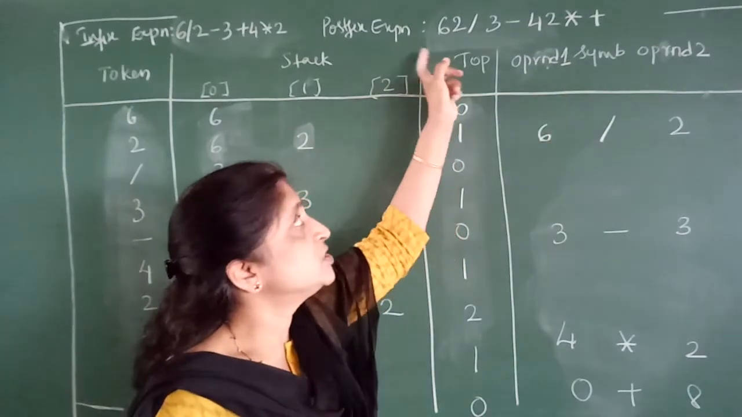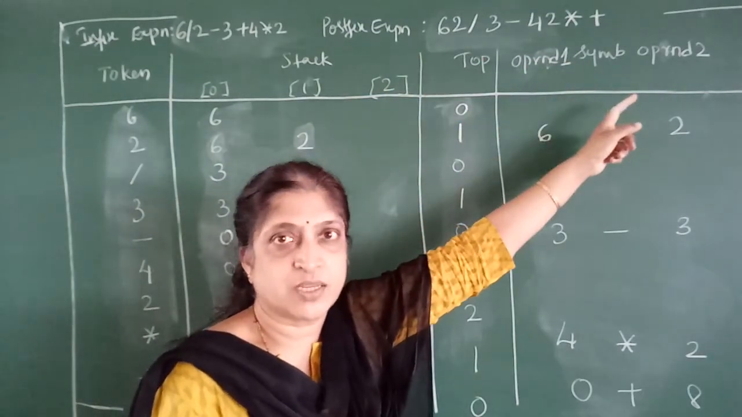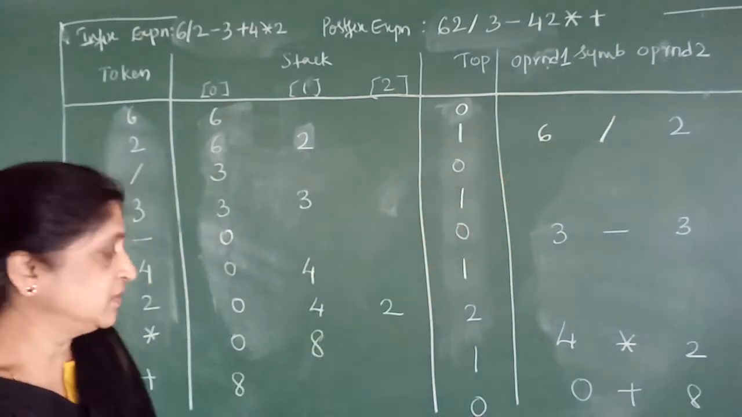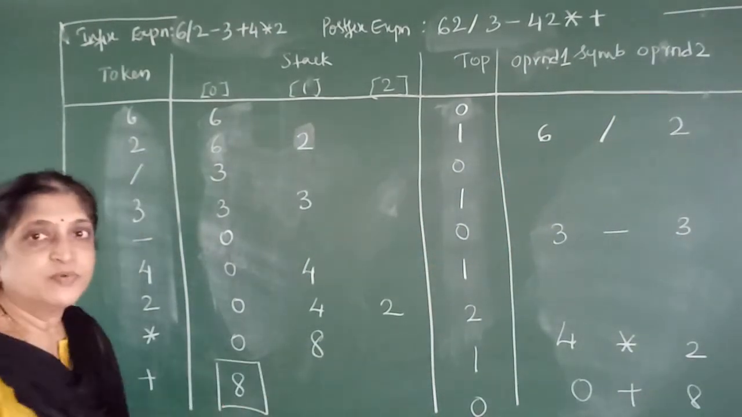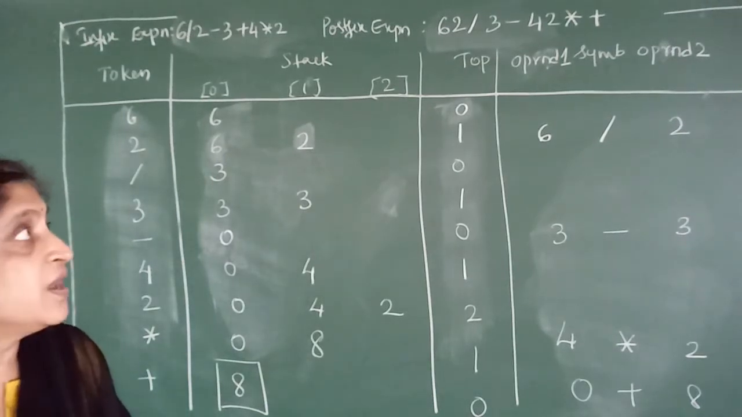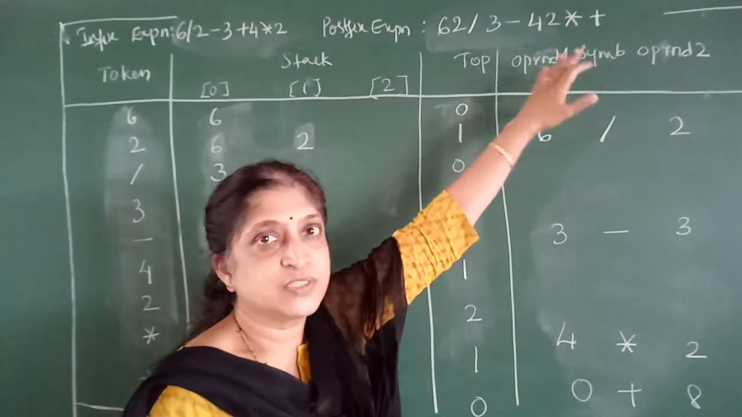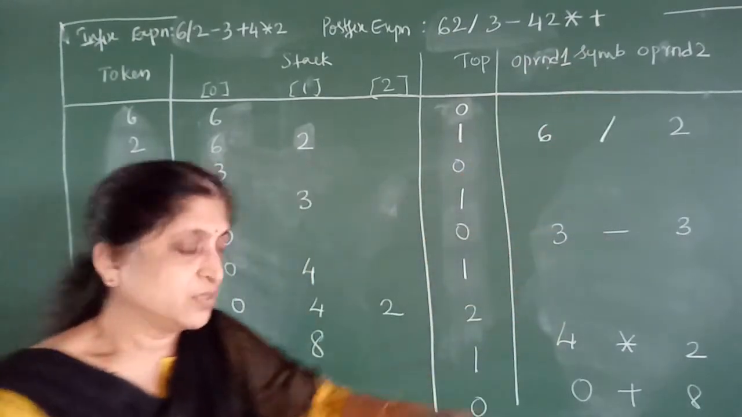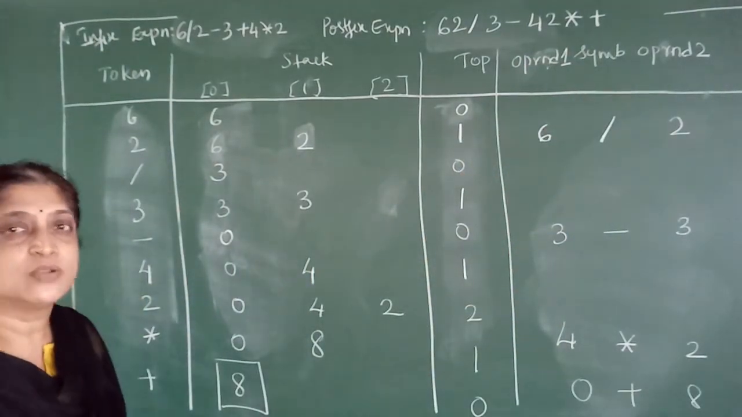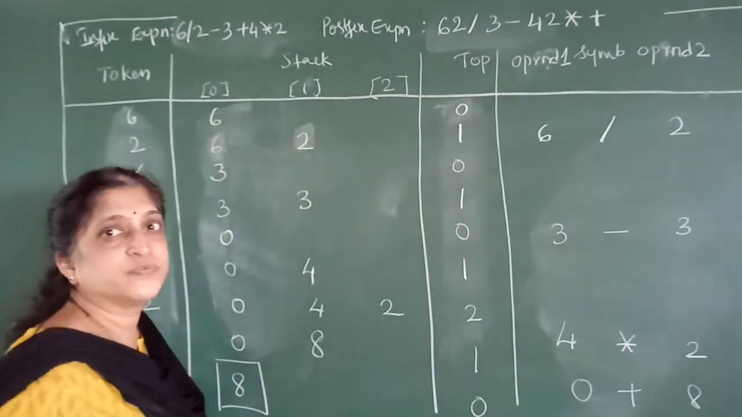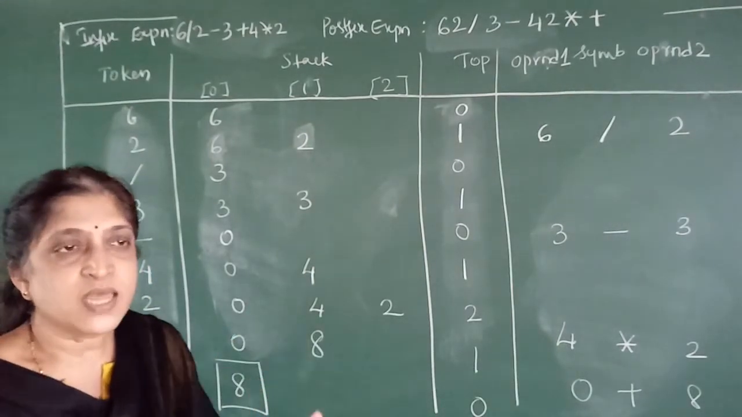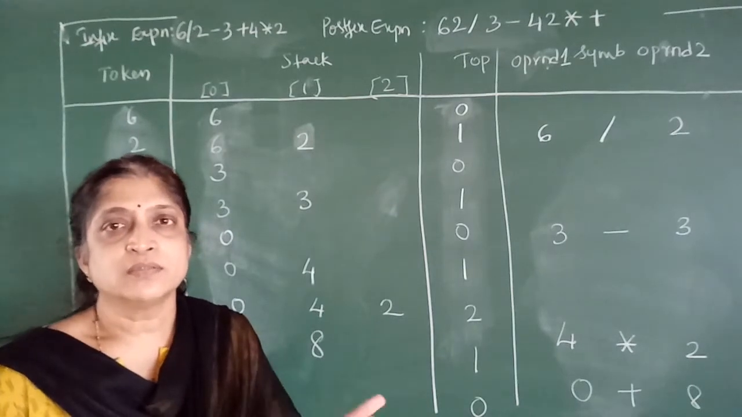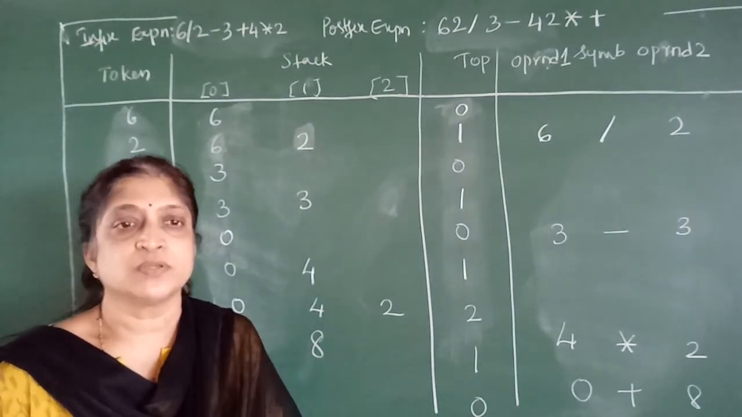That means we have processed all the tokens of the postfix string. Now you have the result on top of the stack. Once we reach the end of the string, here we have the result. So the result of the evaluation of this postfix expression is 8. So this is how we can use stack for evaluating the postfix expression.